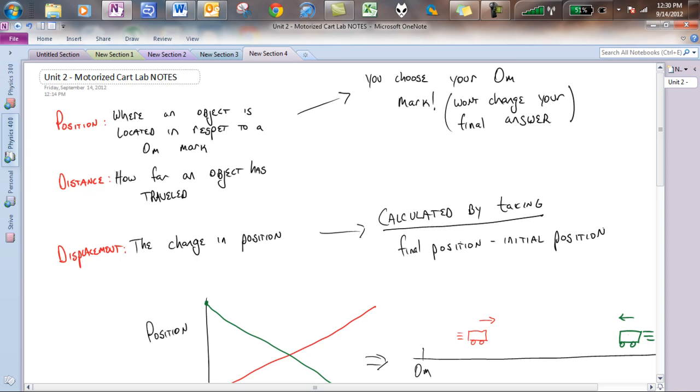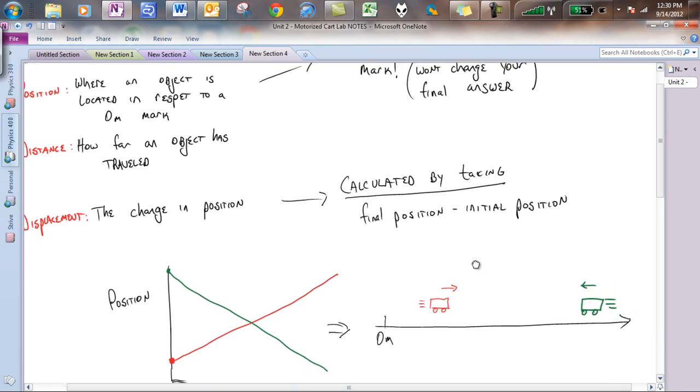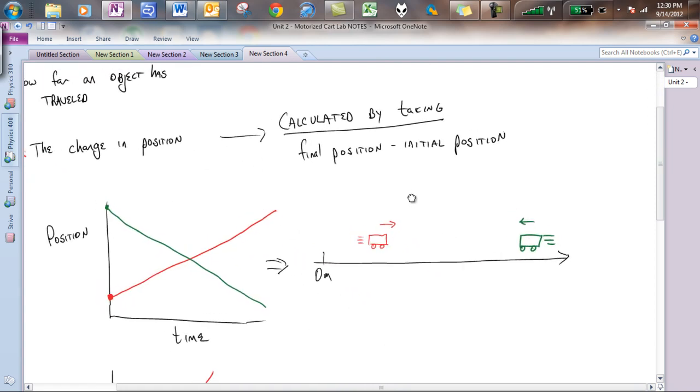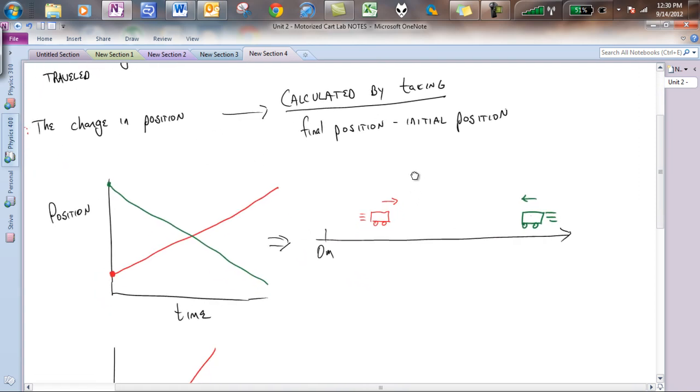So let us take you through the lab really quick. We saw in one of our situations two different types of graphs. You can see this one. This is a position versus time graph. The red car that you see in this situation has a positive slope going upwards, and the green car has a negative slope going downwards.